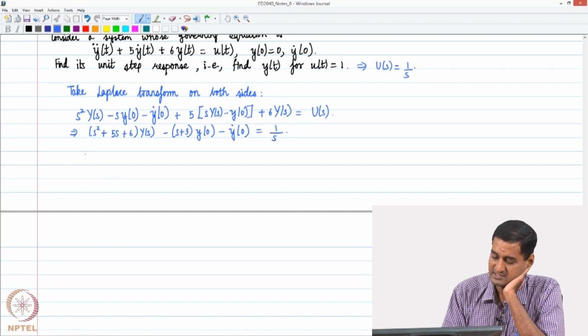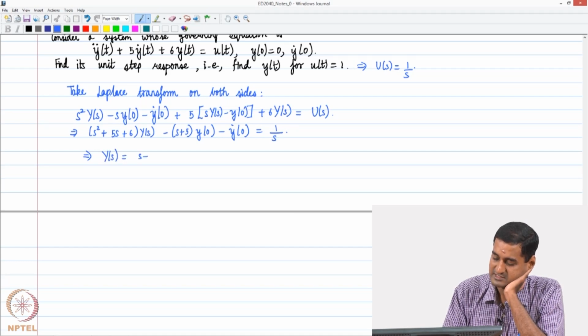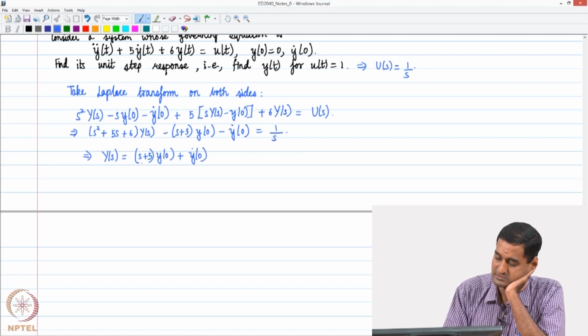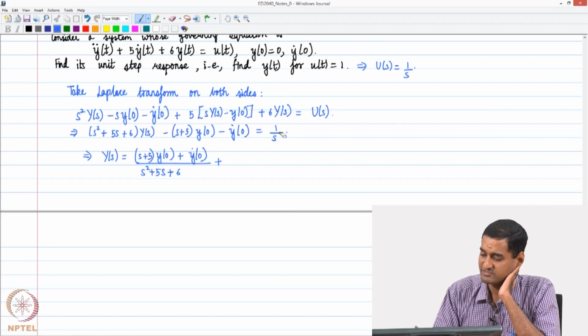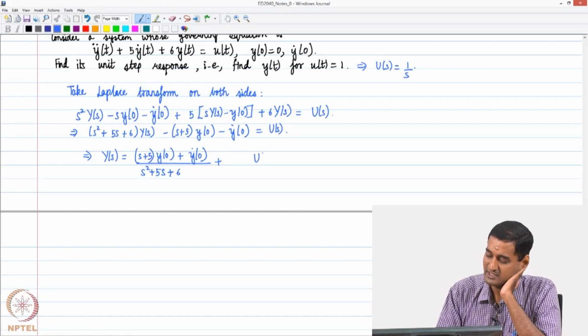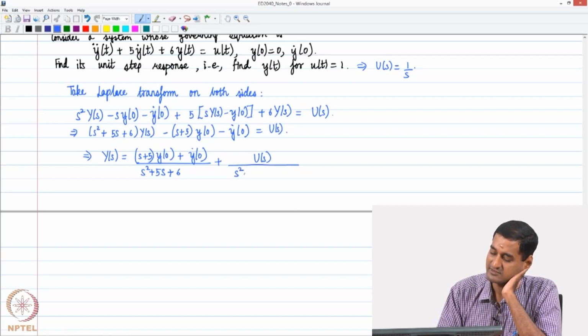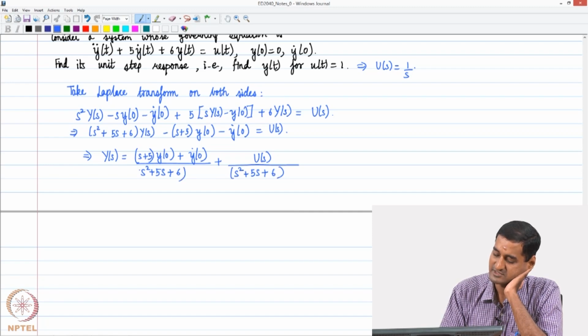So this will imply that Y of s is going to be equal to s plus 5 times y0 plus y dot 0, divided by s squared plus 5s plus 6, plus, of course, for the time being, let me go back and keep this as U of s. I will tell you why. So I have U of s divided by s squared plus 5s plus 6. That is what will happen.